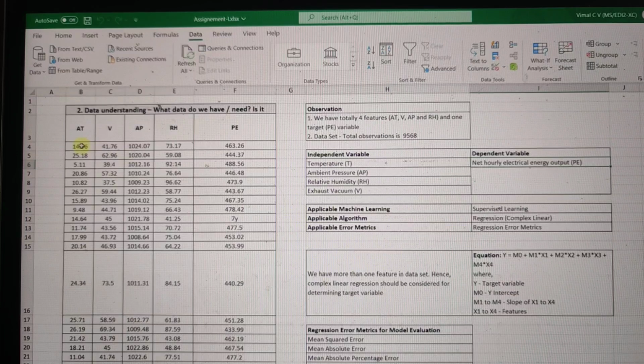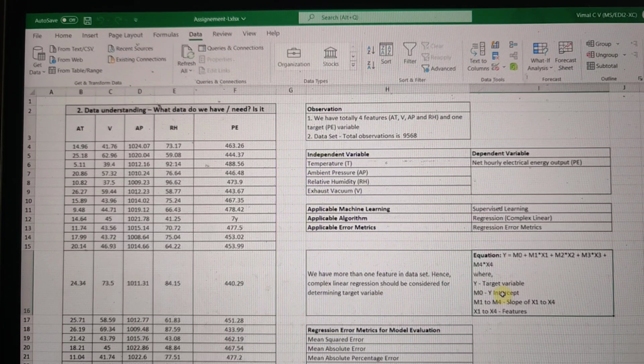Also, we have more than one x variable, so multiple linear regression is the algorithm we need to apply here, and the corresponding error metrics for the performance of the model are regression error metrics. Under this you can see mean square error, mean absolute error, mean absolute percentage error, and R square. These are the four performance metrics which we are going to use.